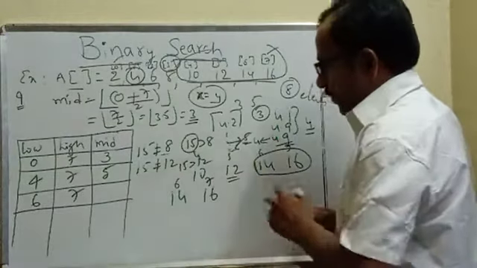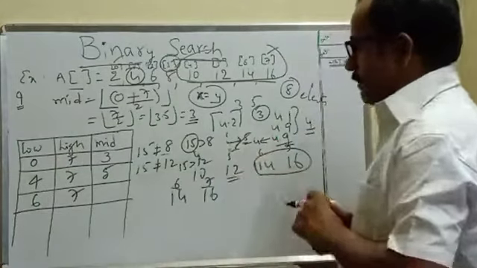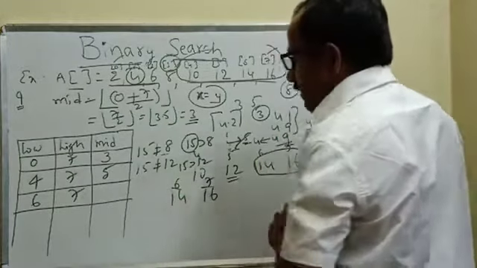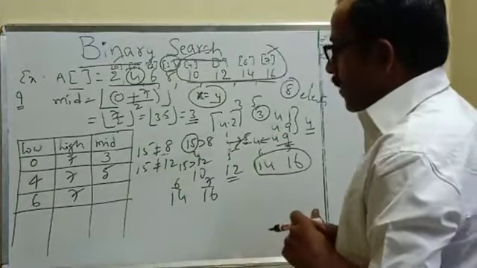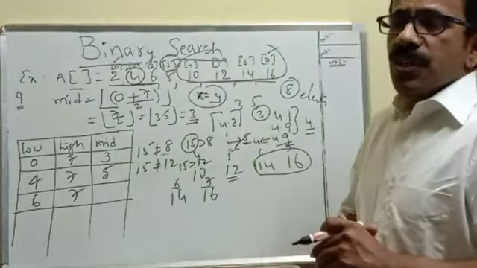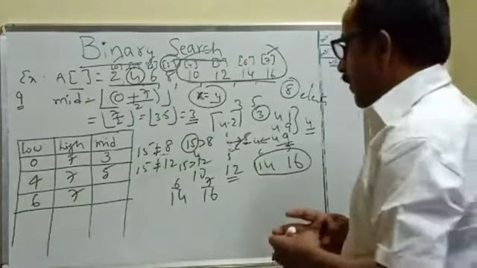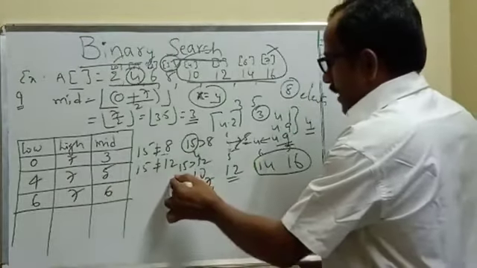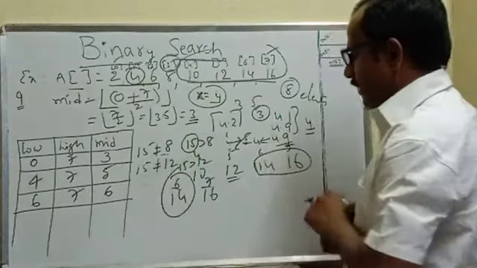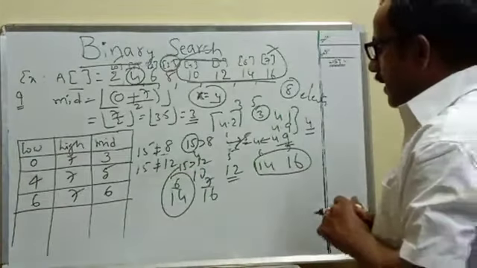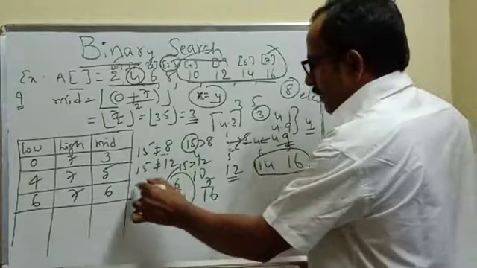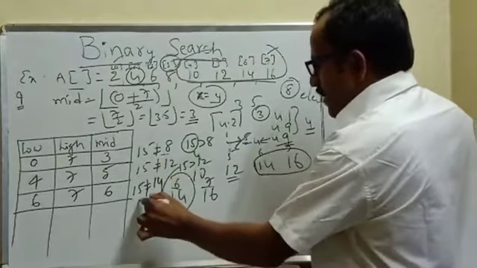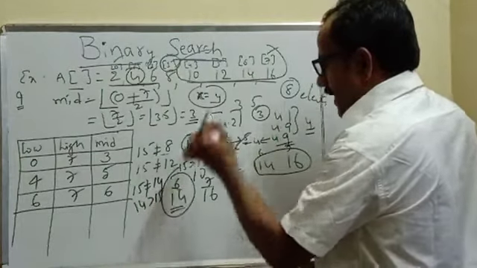So the low location number is 6 and the high location number is 7. What is 6 plus 7? 13. 13 by 2 is 6.5, but we are not going to take 6.5, 6 only. So the mid location number is 6. What is the mid location number? 6, this one. Then immediately compare 14 with 15. 15 is not equal to 14. But what is the relationship here? 15 is greater than 14.